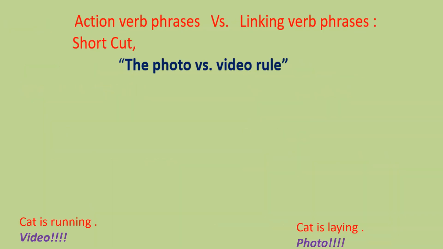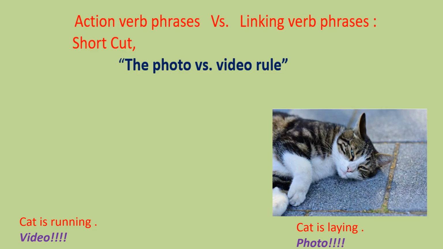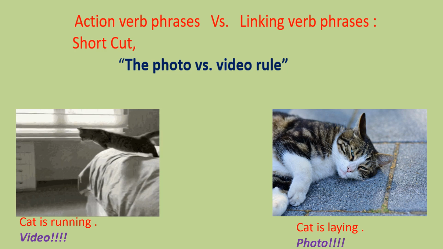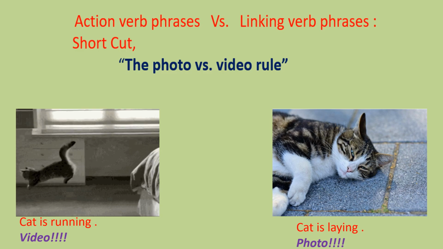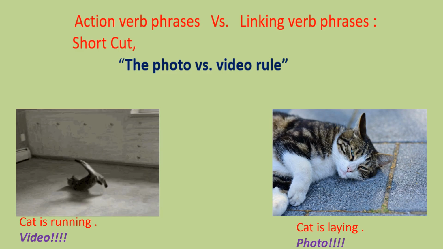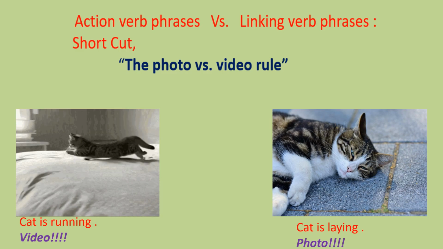Here is a simple shortcut. Look at the sentence like a photo or a video. A photo shows a condition or state. Nothing moves. A video shows an action. There is movement or activity. So when you see a verb phrase, ask yourself, is it showing a photo or a video?